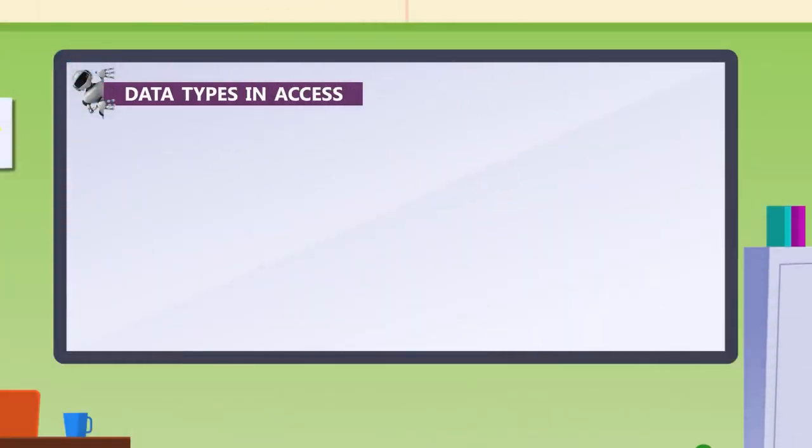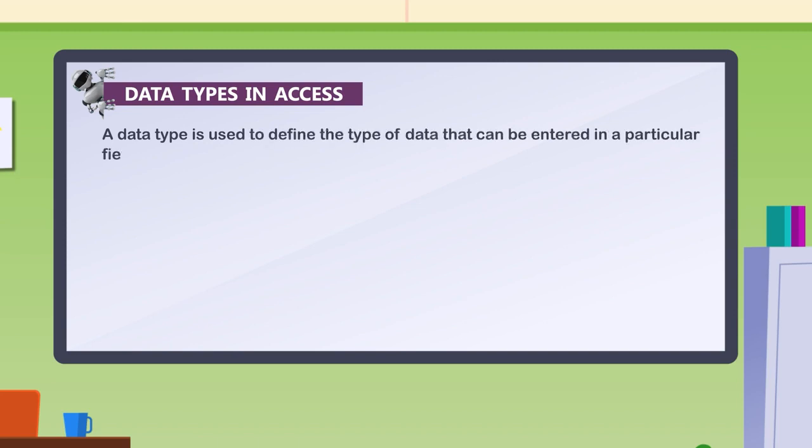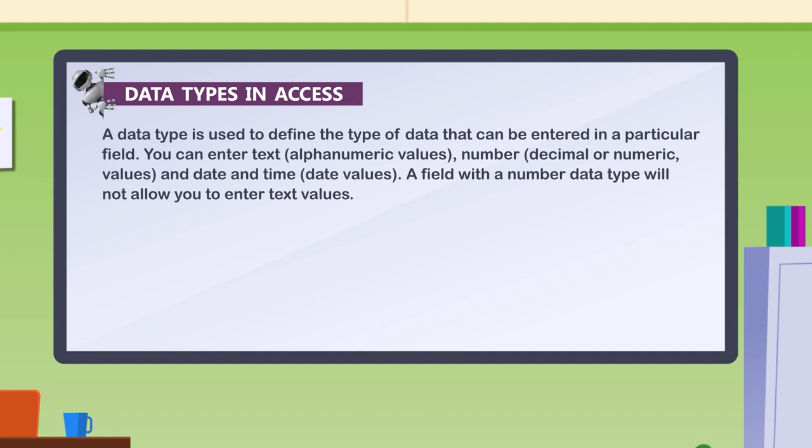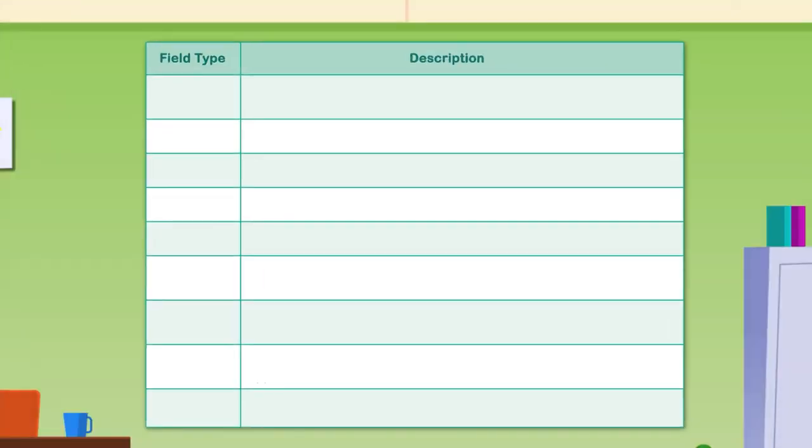Let's look at data types in Access. A data type is used to define the type of data that can be entered in a particular field. You can enter text, which are alphanumeric values, numbers, which are decimal or numeric values, and date and time, that are date values. A field with a number data type will not allow you to enter text values. These are the common data types used in Access along with their descriptions.